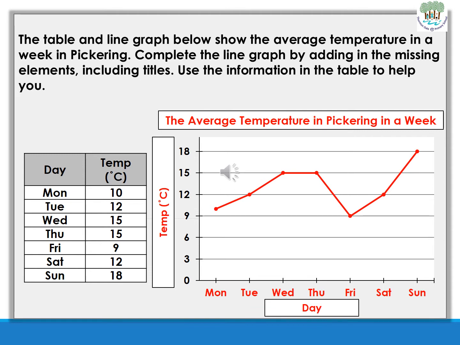Now we can see the title of the graph has been labelled the average temperature in Pickering in a week. We've got the temperature on the y-axis labelled with degrees Celsius in brackets showing the units. We've got day labelling the x-axis on the bottom with the days underneath each dash, and then we've got the points marked on the grid in the correct place and joined up with dots. This is what you're going to need to be doing later in your challenges.